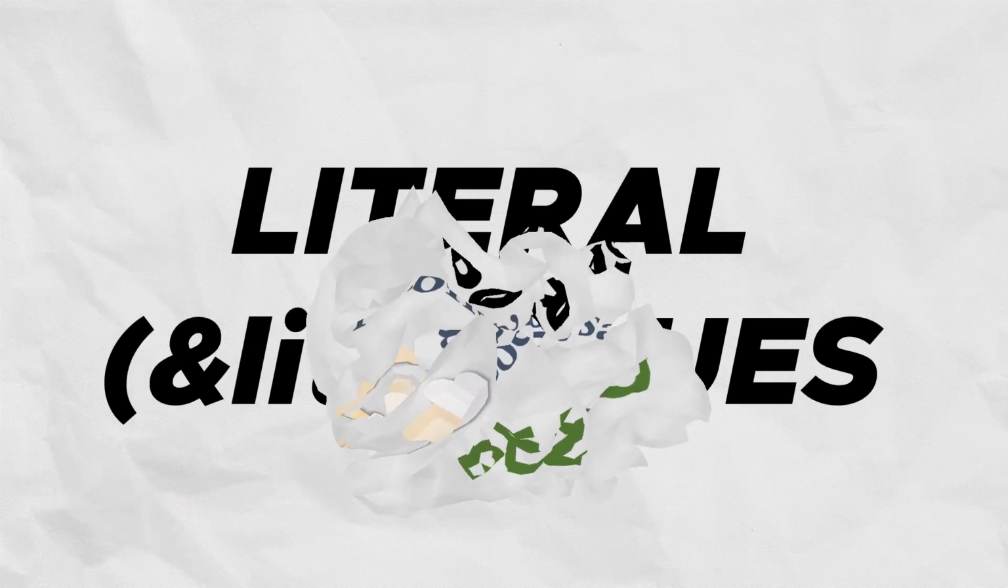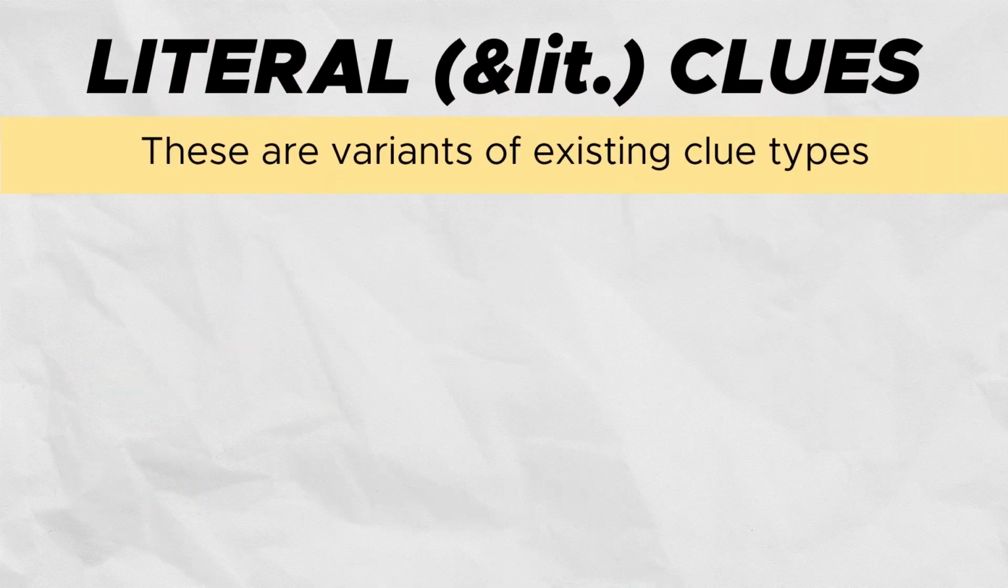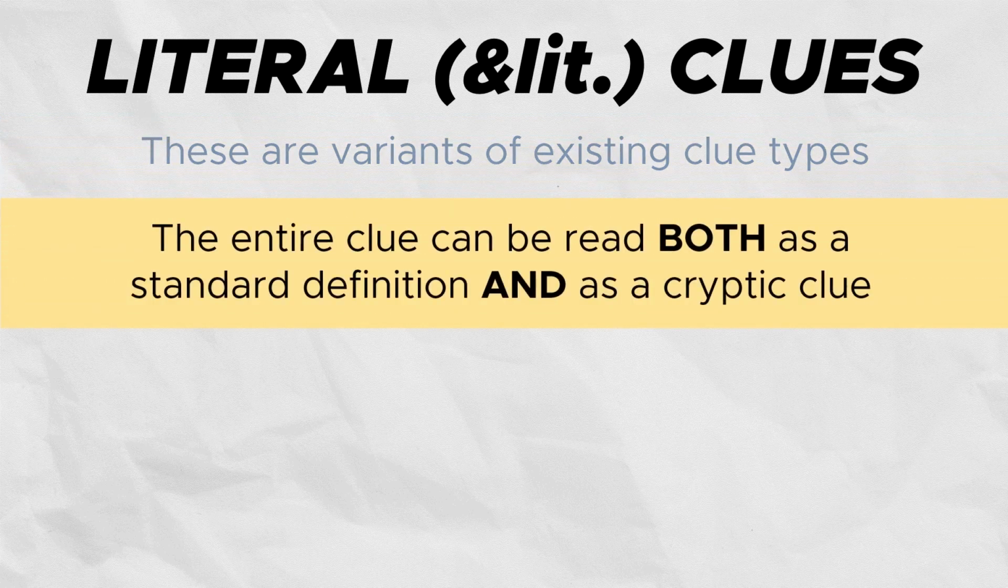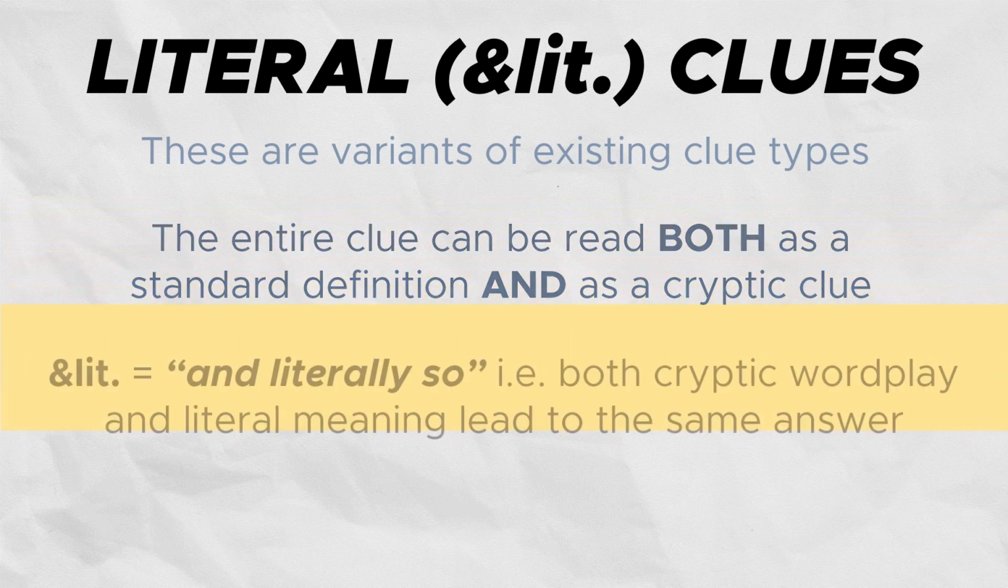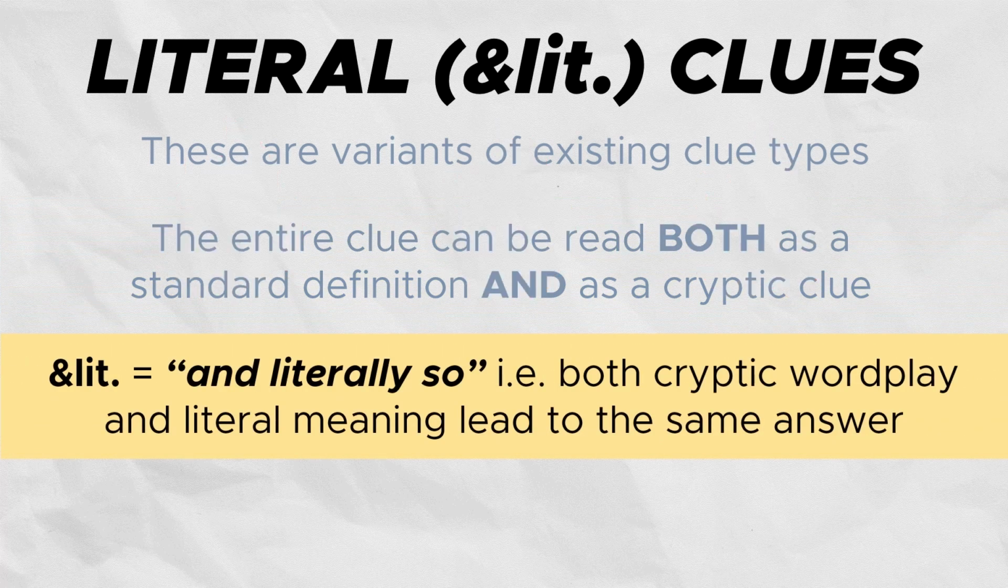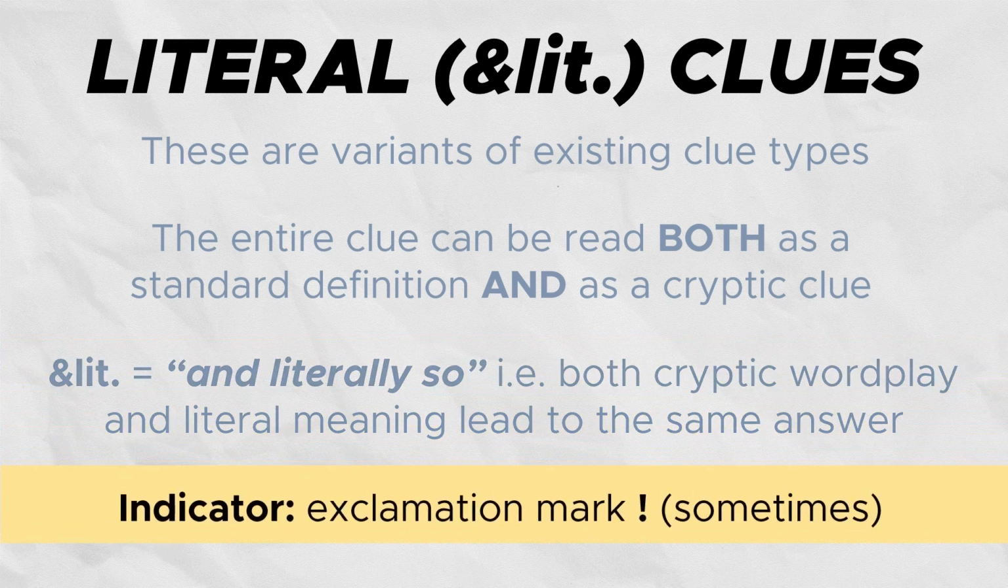Literal clues. These aren't clue types on their own, but variants of existing clue types. The entire clue can be read both as a standard definition and as a cryptic clue. And lit stands for and literally so. In other words, both the cryptic wordplay and literal meaning lead to the exact same answer, and they're sometimes, not always, indicated by an exclamation mark.